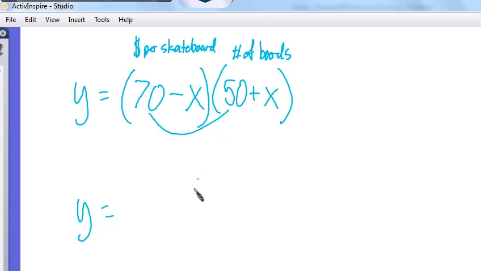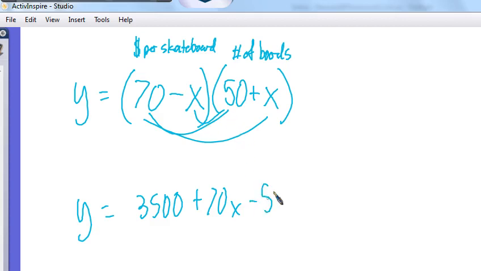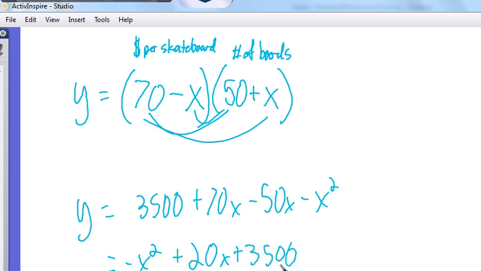Okay. Well, we multiply this together. 70 times 50 is 3,500. 70 times x, 70x. Negative x times 50, minus 50x. And negative x times x is negative x squared. So we get negative x squared plus 20x plus 3,500. So this is a quadratic equation.